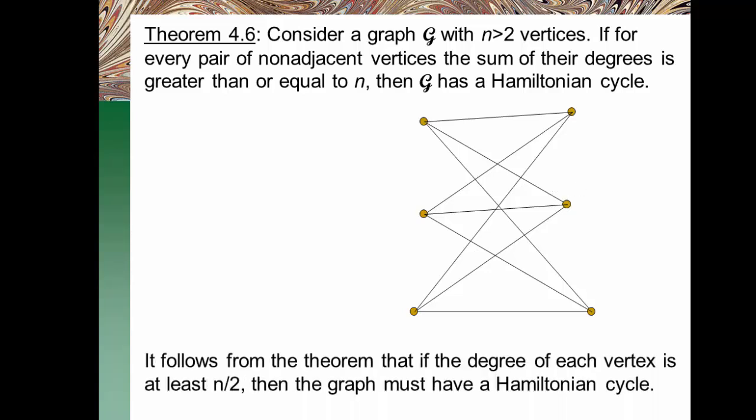It follows from the theorem that if the degree of each vertex is at least n over 2, then the graph must have a Hamiltonian cycle, because if we pick any pair of non-adjacent vertices, then the sum of their degrees would be n over 2 plus n over 2, which is n. And according to the theorem, if that sum is greater than or equal to n, then the graph has a Hamiltonian cycle.